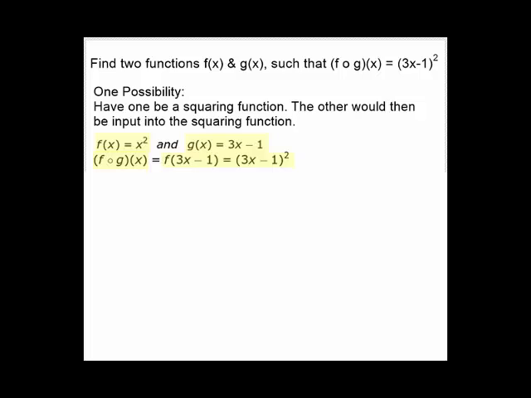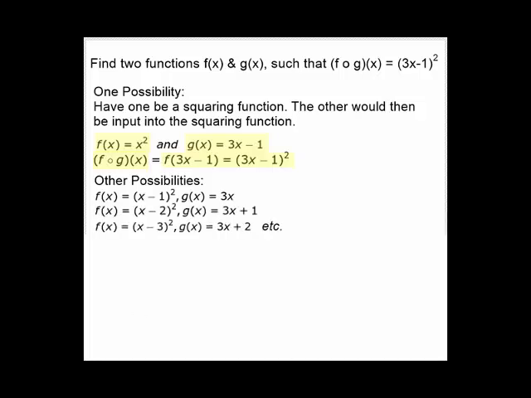Now there's a lot of other answers. We could have f of x be x minus 1 quantity squared, and then g of x be 3x. When we plug in 3x for x, we get the end result of 3x minus 1 quantity squared. We could also have f of x be x minus 2 quantity squared, and g of x be 3x plus 1. So that when we plug in 3x plus 1, the 1 minus 2 turns into a negative 1, and we get 3x minus 1 quantity squared.